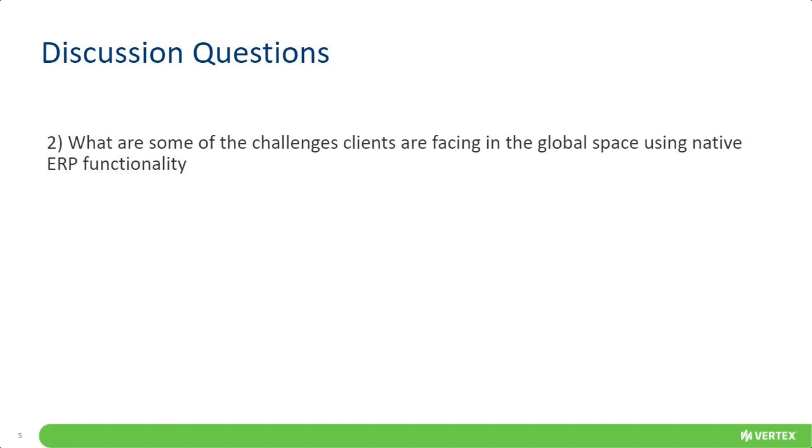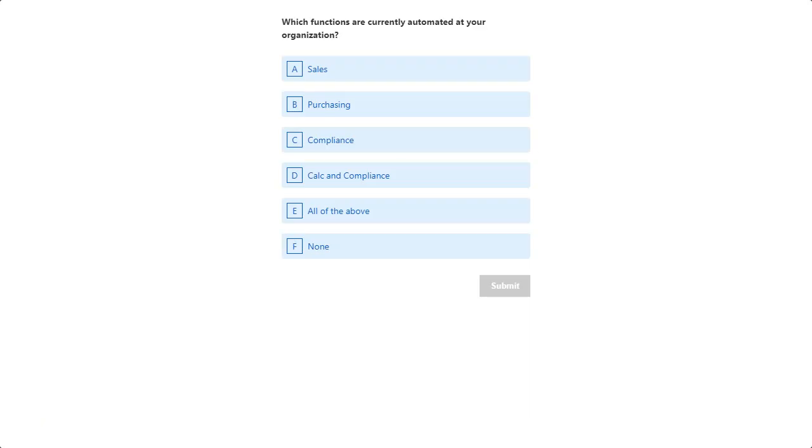So let's go into our first poll question. While we're talking about automation, we'd like to know if everyone could answer which functions are currently automated at your organization. Is it sales, purchasing, calc and compliance, all the above, maybe none of these? We'll give everyone a moment or two to put your answers in.